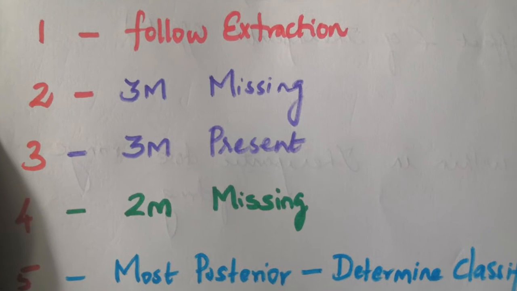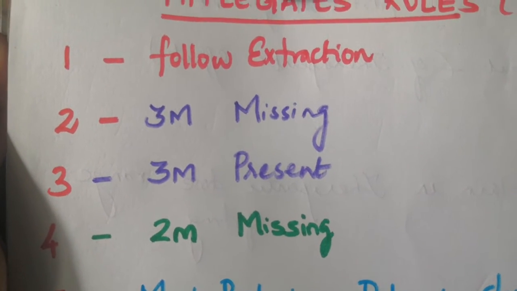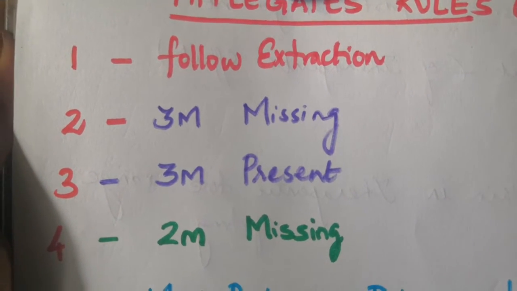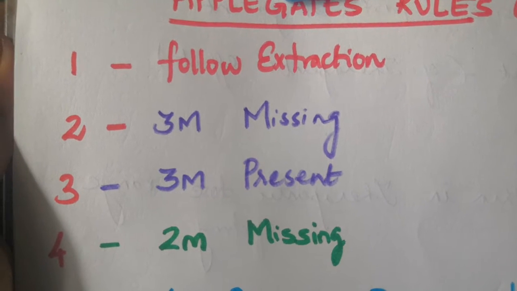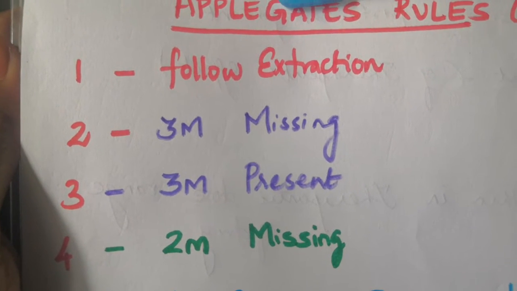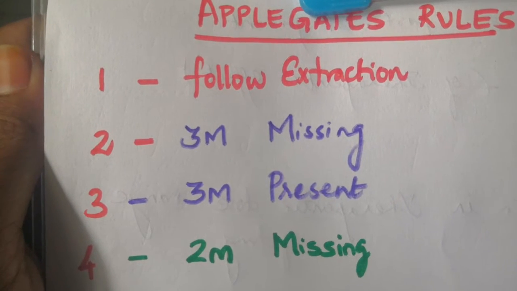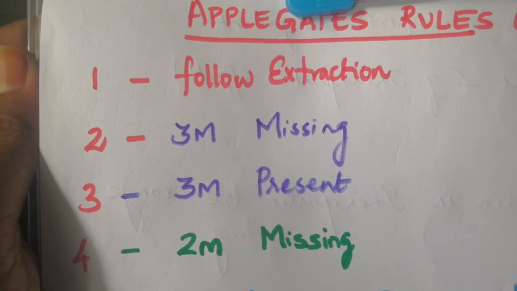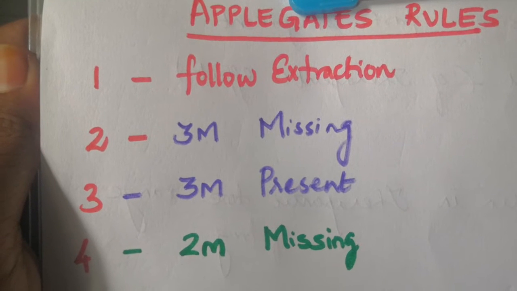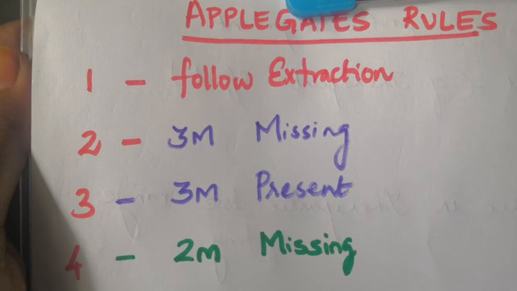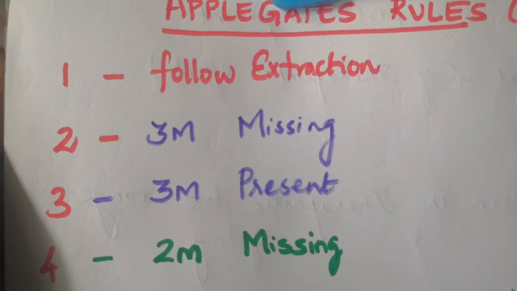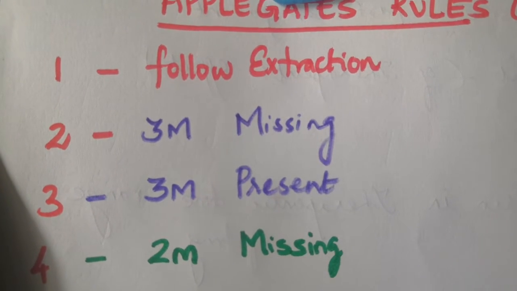So, the rule 1 is follow extraction. What does it mean? The classification should follow rather than precede any extraction of tooth that might alter the original classification. So, before you are classifying it, it should follow the extraction. If you want to extract the tooth, then you follow with the classification.